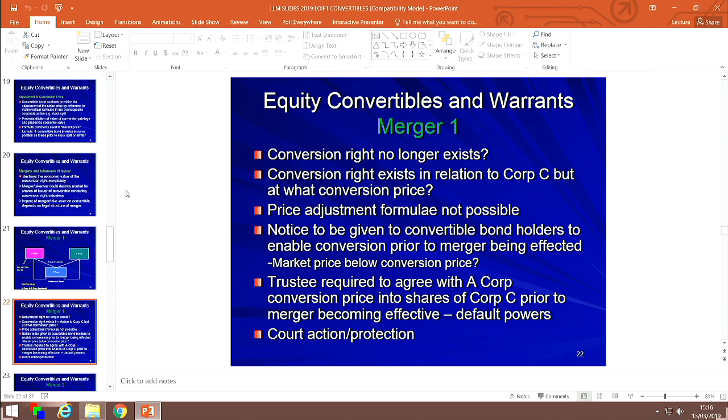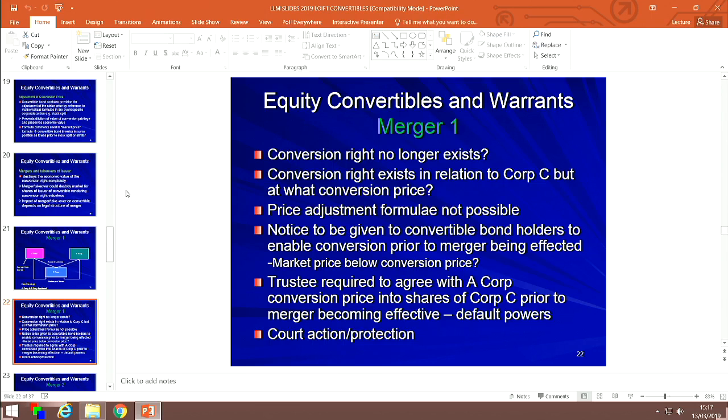The problem with that is, yes, it's perfectly possible, and it's perfectly possible that bondholders will convert into the shares of A before the merger, but in many cases, the merger may occur at a time when the share price of A in the markets is below the strike price, which means it'll be foolish to actually convert the shares at that price. So it's, in a sense, the conversion right is of no value.